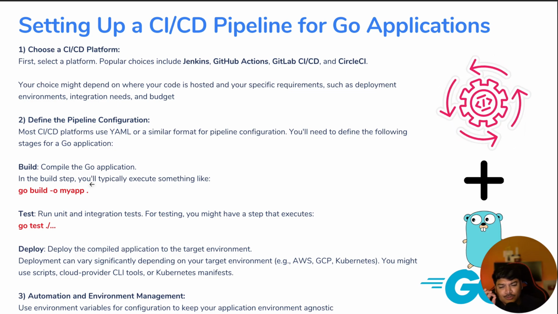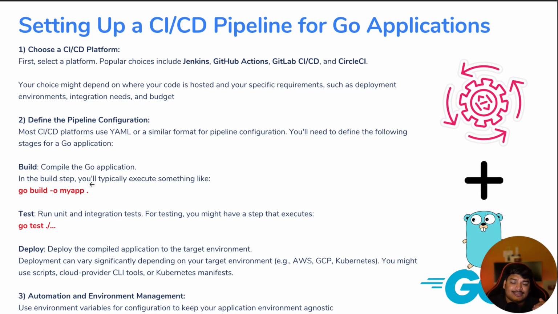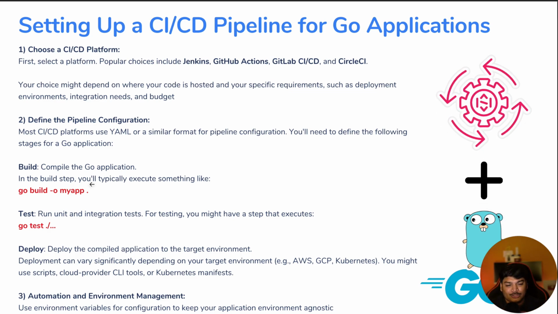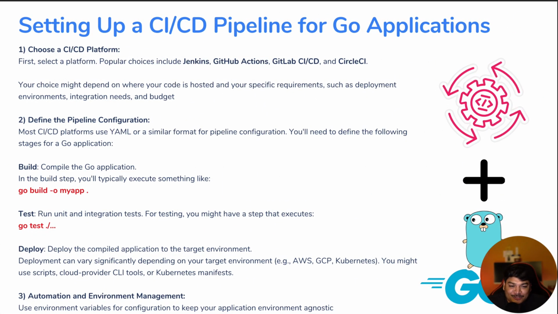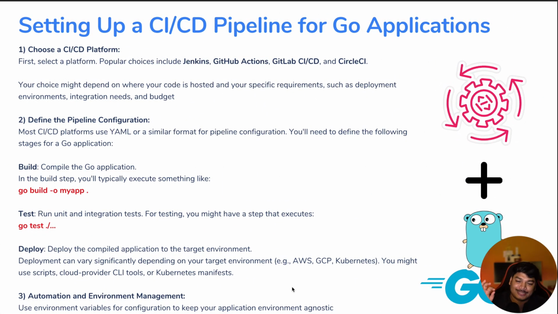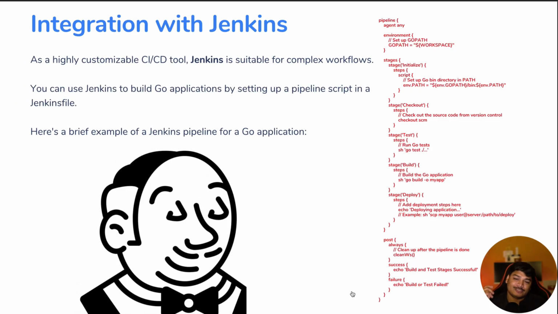So this is the CI/CD step for the Go application. We already covered what CI/CD is. Now we are starting the practical integration part: integrating CI/CD tools with Go. The first thing we're going to cover is Jenkins.